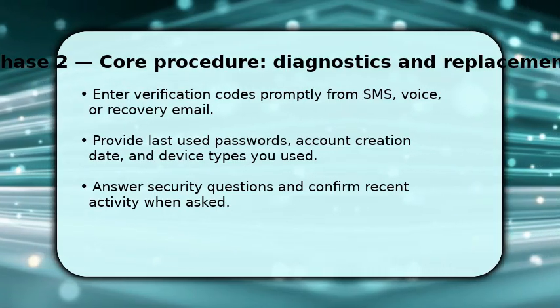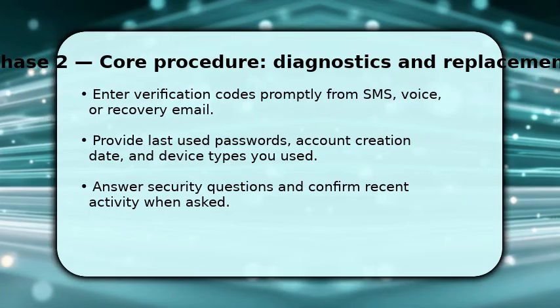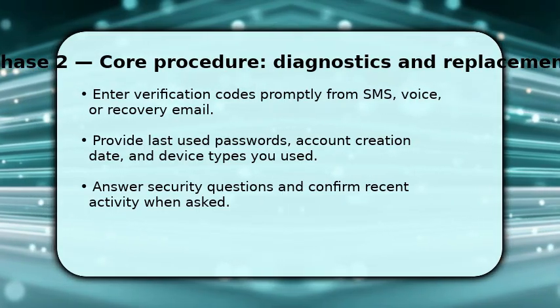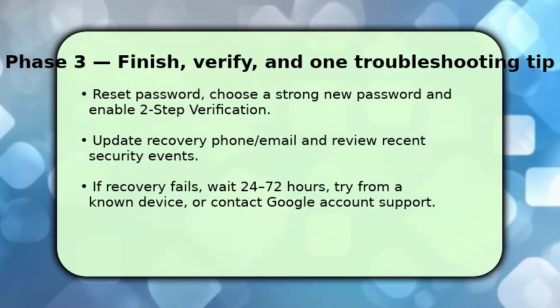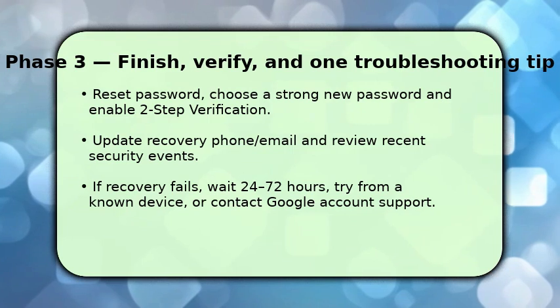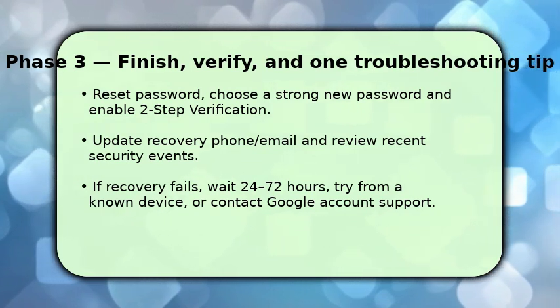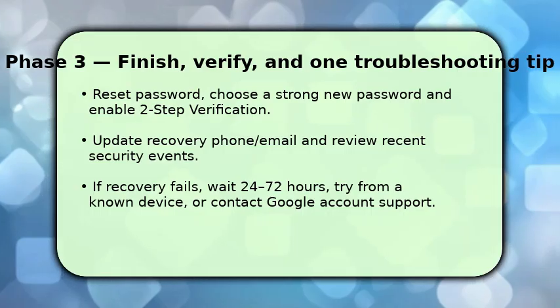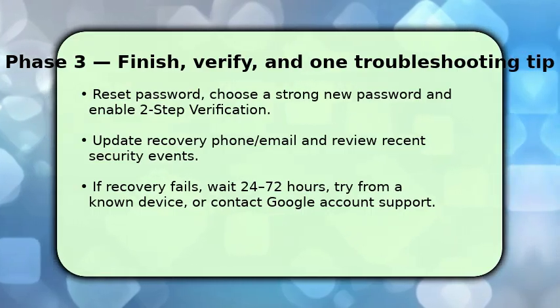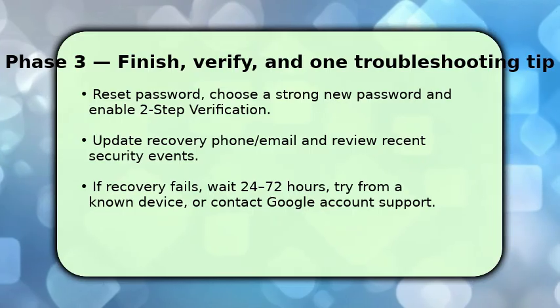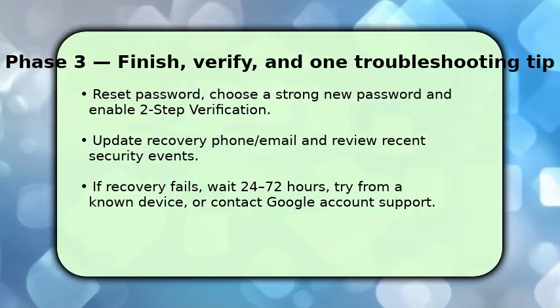These contextual answers are why Google, once identity checks pass, lets you set a new strong password and immediately enable two-step verification to prevent future lockouts. Review account recovery options and recent security events, removing unfamiliar devices. Make sure to update backup email and phone numbers so recovery is easier next time.